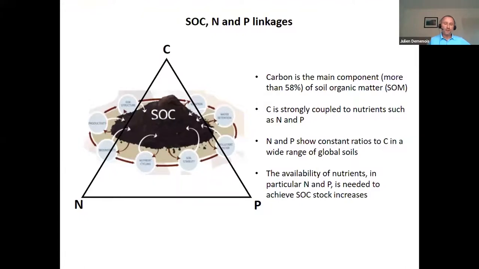One thing I would like to emphasize today is the close relationship between soil organic carbon, nitrogen, and phosphorus. There are close linkages. First of all, we have to keep in mind that carbon is the main component of soil organic matter, about 60% of it. And carbon is strongly coupled to nutrients such as nitrogen and phosphorus. Indeed, in a wide range of global soils, there are constant ratios between nitrogen and carbon and between phosphorus and carbon. That means that if we want to increase the soil organic carbon stock in soils, the availability of nutrients, and in particular of nitrogen and phosphorus, is a key issue.